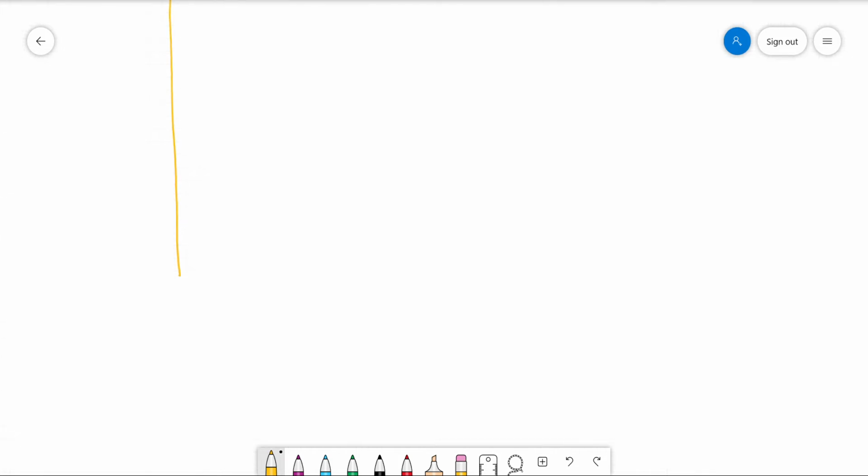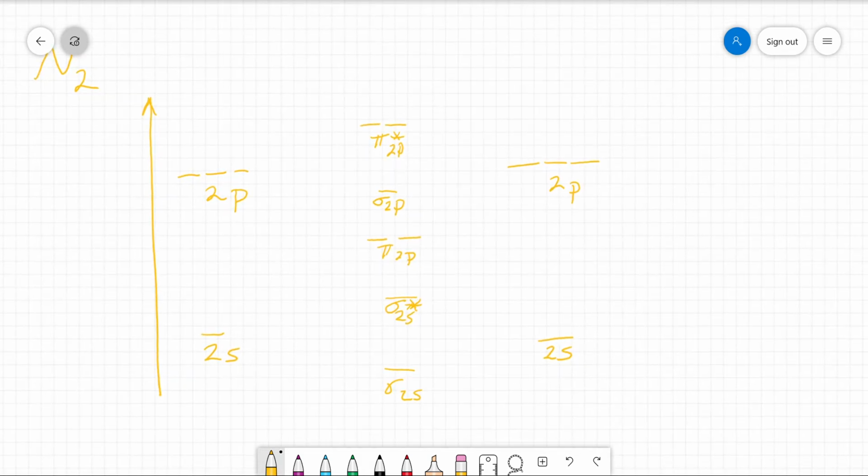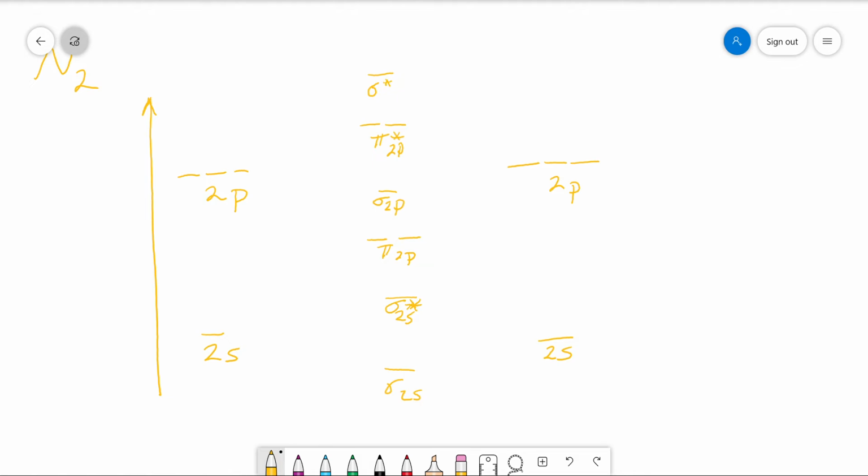For nitrogen, it's exactly the same as carbon, except we add a couple of electrons. Yeah, so 2s, 2p, 2p, 2p and 2s. And we get the sigma 2s, sigma star 2s, pi 2p, sigma 2p, pi star 2p, and then sigma star 2p. Okay, and one thing maybe I haven't pointed out, I'm not sure.